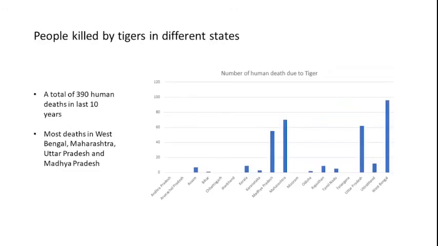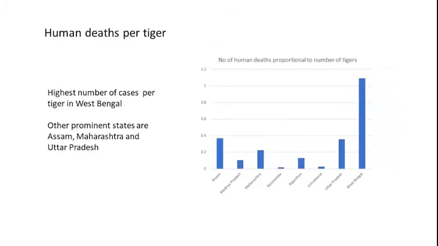Now again, when we talk about where conflict is maximum, of course, there's Bengal, the Sundarbans, it's maximum, followed by Maharashtra, then Uttar Pradesh, and then Madhya Pradesh, right? And now if we take the number of human deaths versus tigers present in the state, the highest is 1.1 human deaths to every tiger in West Bengal. That is the highest. And then it comes down to Uttar Pradesh, Assam, and Madhya Pradesh, at 0.3, 0.2. So basically, even in terms of human deaths versus number of tigers, West Bengal has the highest rate.